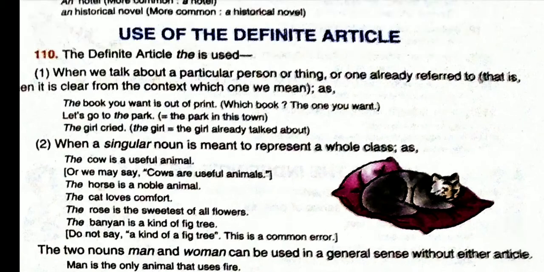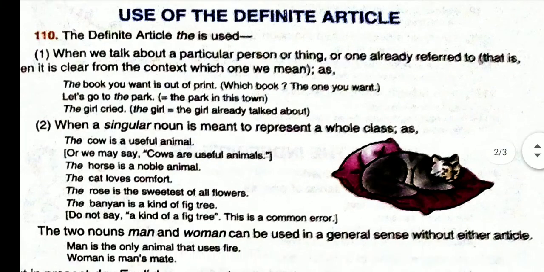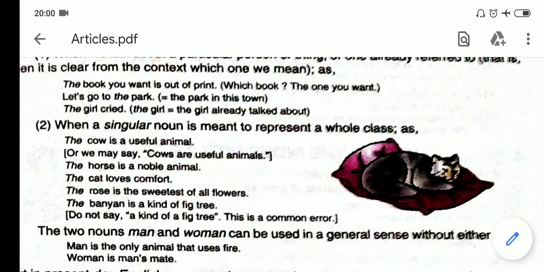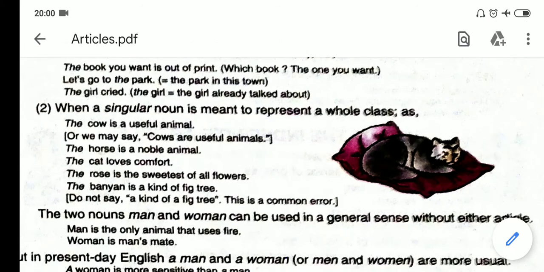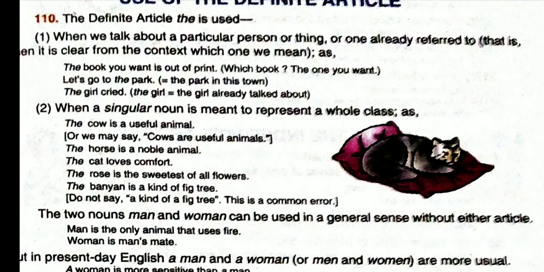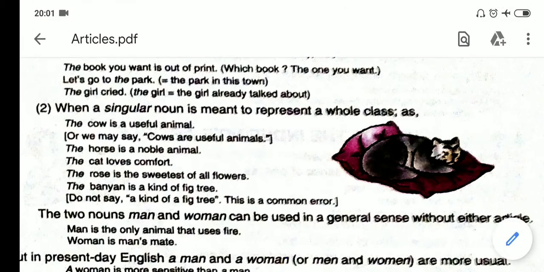The girl cried, it means the girl we are talking about. A girl cried, it means any girl cried. But the girl cried, it means the girl which is being talked about. Number two, the second use of the article the: when a singular noun is meant to represent a whole class. The cow is a useful animal. It means not only one cow is a useful animal, all the cows are useful animals. So the singular noun cow is representing the whole class of cows.